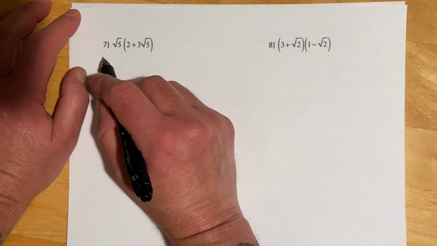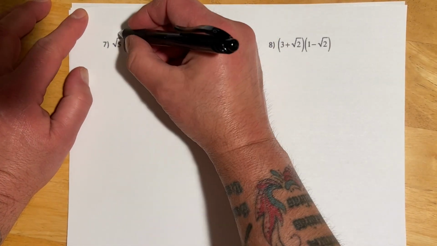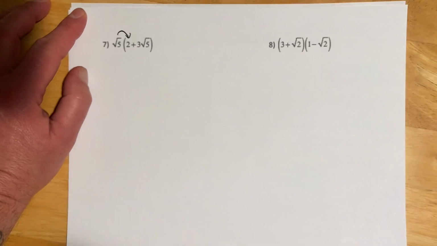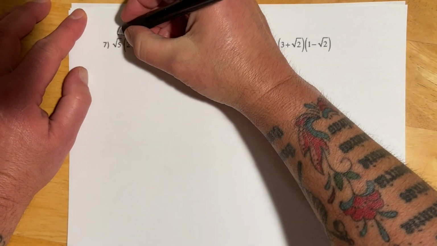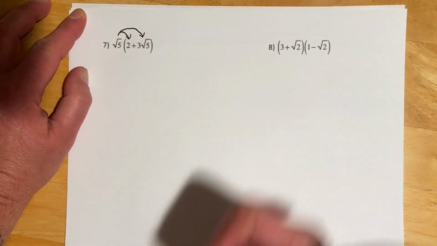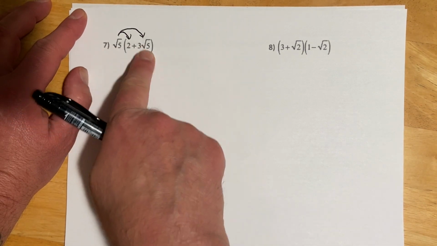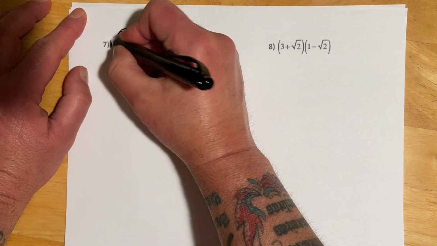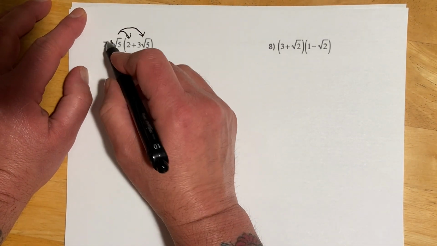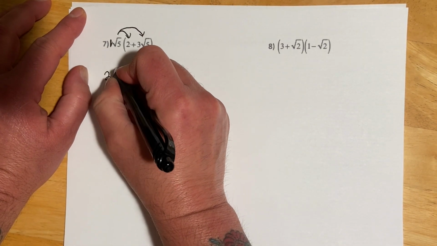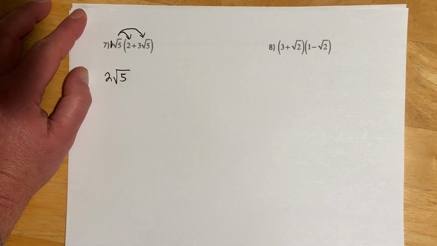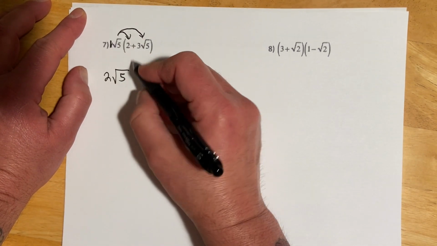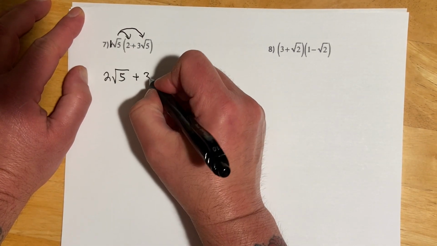This next example is a distribute. And so just the same as you would if we're working with just sort of integers and x's, variables, we're doing the exact same thing. We're just going to run the root 5 through those parentheses. So square root 5 times 2, remember that this has an invisible 1 in front, so it's really 2 times that 1. So we're just getting 2 root 5. And then here, 1 times the 3, that would be 3.